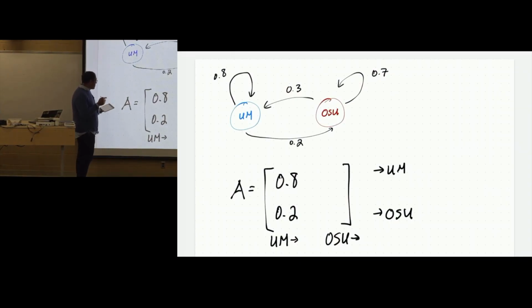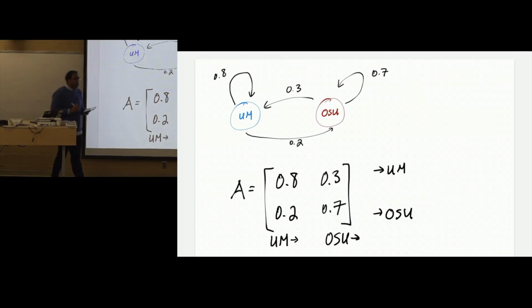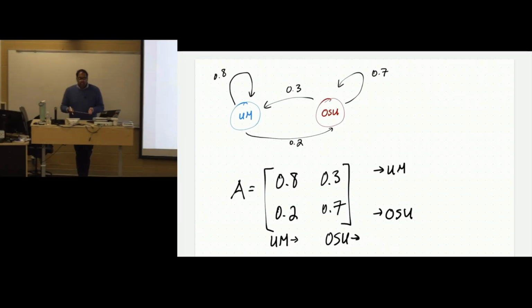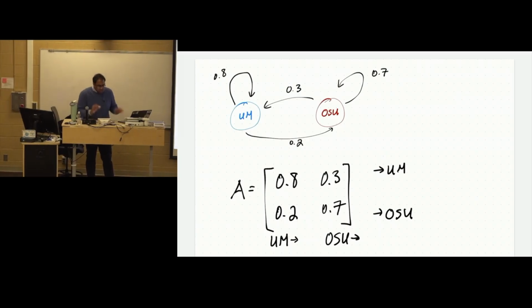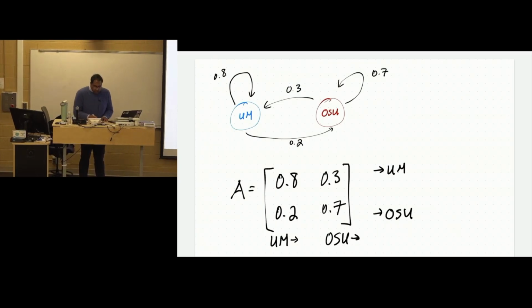What's going to go in the top right? That is the chances of moving from Ohio State to Michigan? What's that going to be? 0.3, which means here we have 0.7. Okay. So, first, before we move forward, are we comfortable with how we went from this graph with edges to this adjacency matrix?